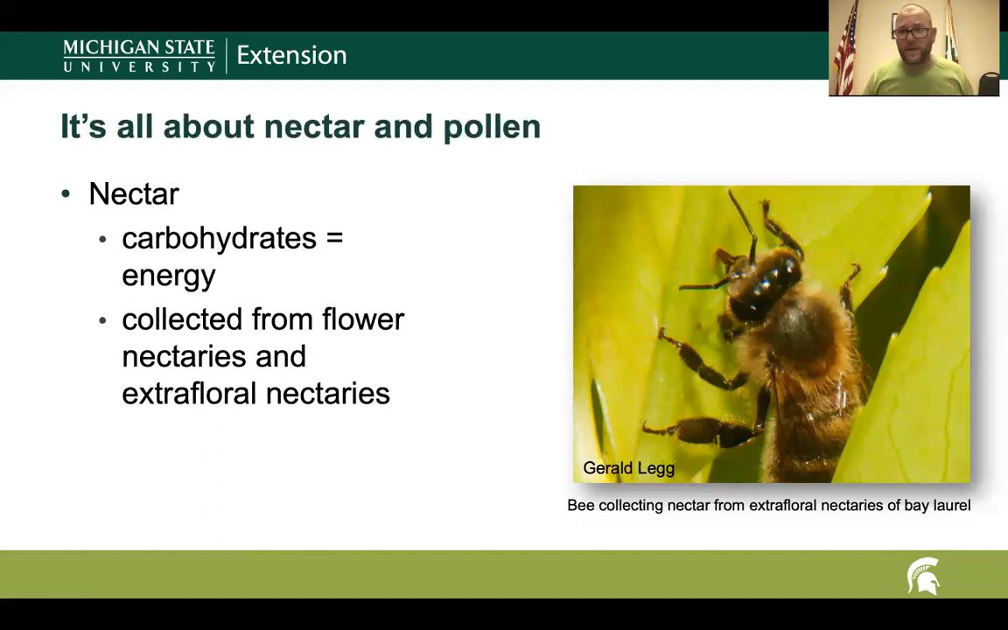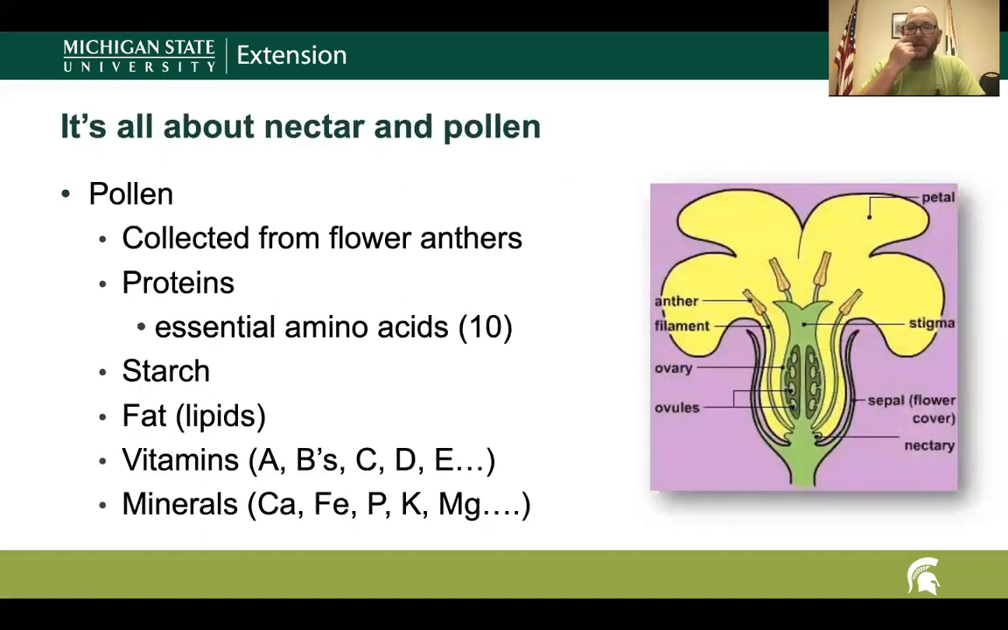Acacia is a great example where there are lots of acacia species that have very close relationships with ants that will defend the tree or the bush or whatever it is because it is offering them a reward. Now, pollen is really important as well.